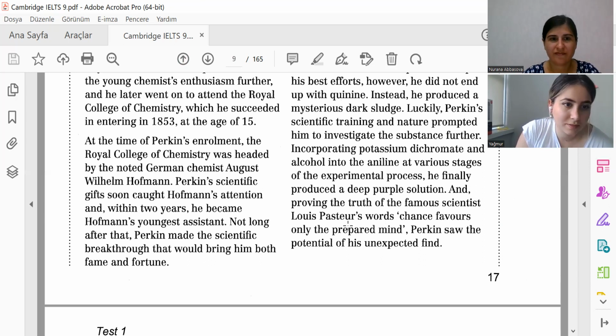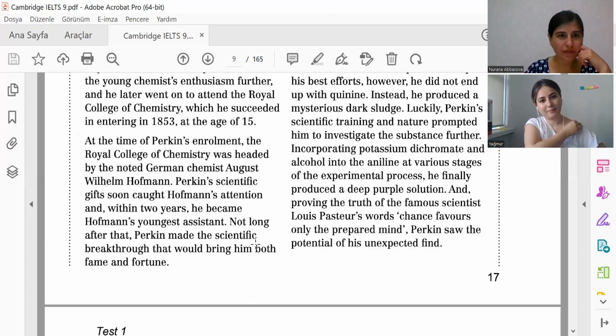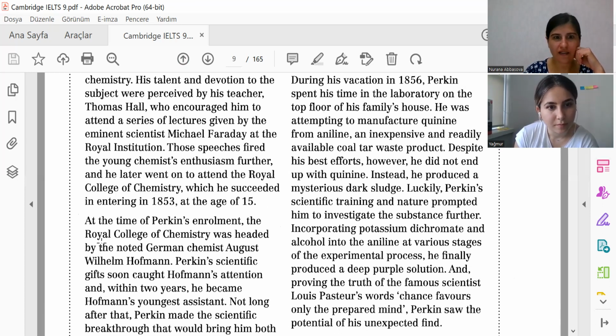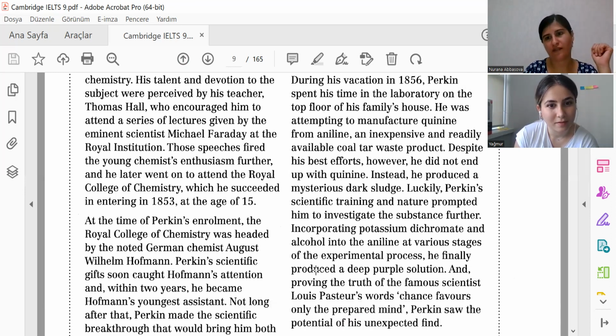This is the opposite of that sentence, I think, because in this sentence, Hoffman is higher than Perkin, so he cannot be Perkin's assistant. So false. The answer is false because it contradicts. And now we can double check the information before to be sure that here the answer should be what we said, not given. Exactly, not given. Now we are 100% sure.